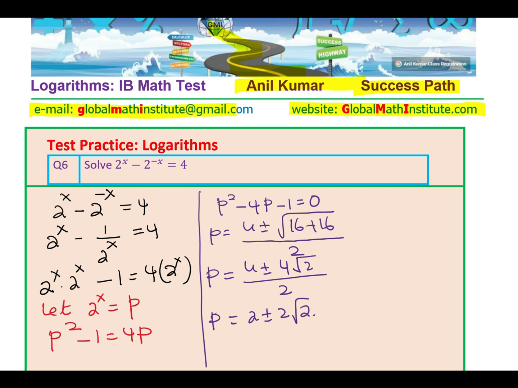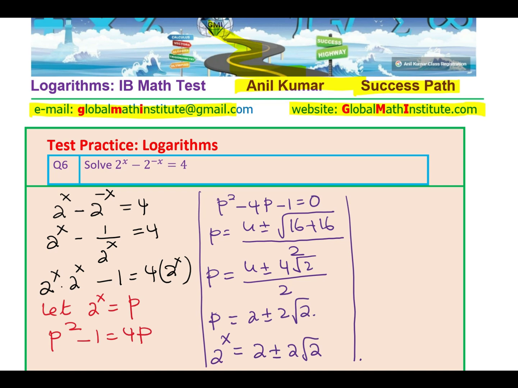So we have a value of p as 2 plus or minus 2 square root 2, right? So that becomes the value of p. But p is 2 to the power of x, right? So we can write this as 2 to the power of x is equal to 2 plus or minus 2 square root 2. Makes sense?